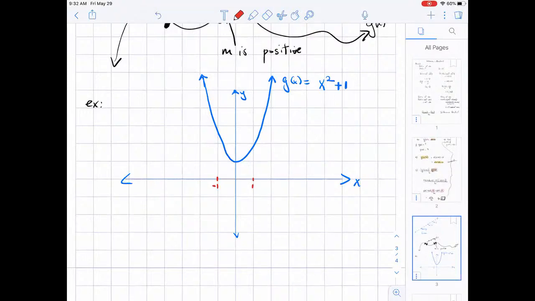If I ask you what is the slope here, what is m at that point? Right now, just by looking at the picture, what can you tell me? 2. The coordinate is 1, 2. No, you don't know that. Okay, positive.